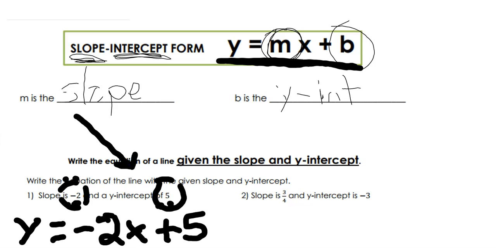And now just for review, that graph would look like this. From left to right, it's going down, and it would cross our y-intercept at (0, 5).